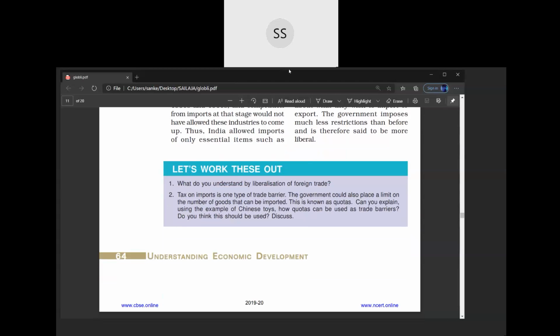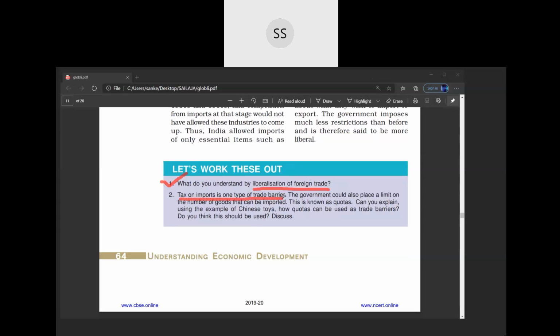There are two questions here. Question number 1: what do you understand by liberalization of foreign trade? You have just now done it. It means removal of restrictions or barriers on trade. That means any amount of goods can be exported, imported, any amount of trade can be done anywhere in the world. The next question is very interesting. Tax on import is one type of trade barrier. If any goods are coming to India, for example, and the government puts a heavy tax on that, that is called a trade barrier.